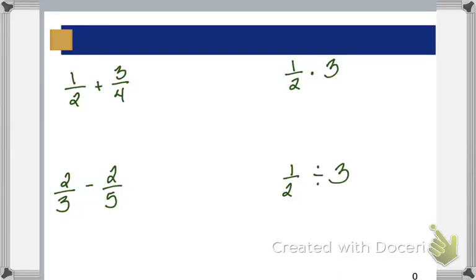Fractions is where we're going to start. So I want you to take out some paper. I am going to give you 3 minutes to work on these 4 problems.